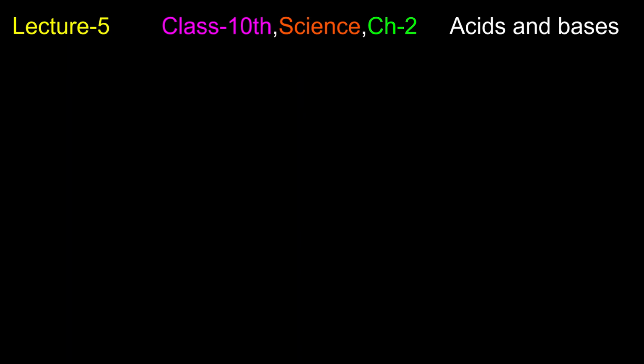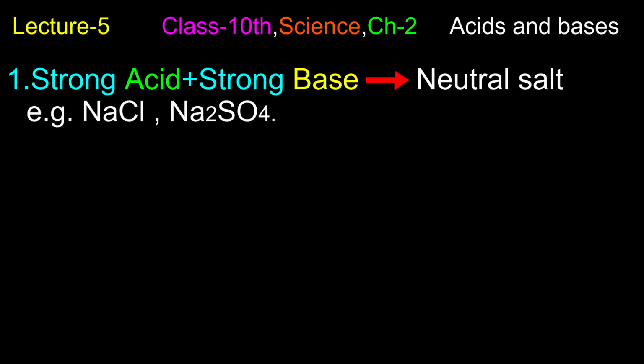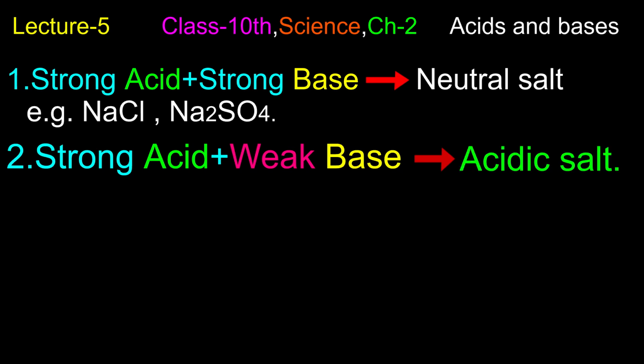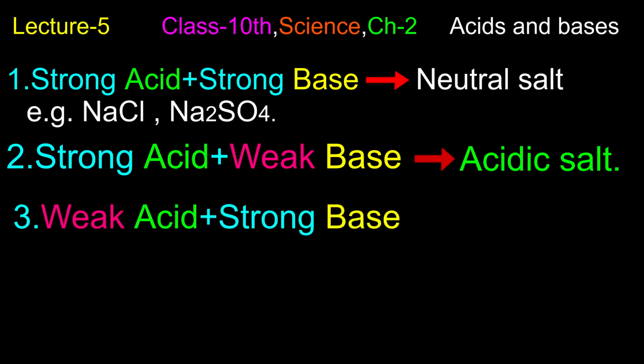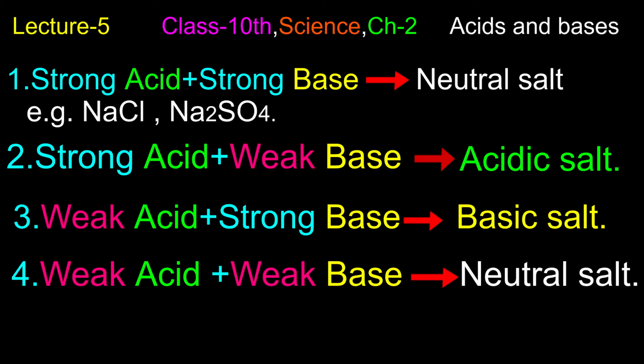Salts can be formed by reactions of number one, strong acid and strong base. Such salts are neutral. For example, NaCl, Na2SO4. Second, a strong acid may react with a weak base. Such salts formed are acidic in character. And number three, reaction of weak acids and strong bases results in basic salts. And reaction of weak acid and weak base results in neutral salts.